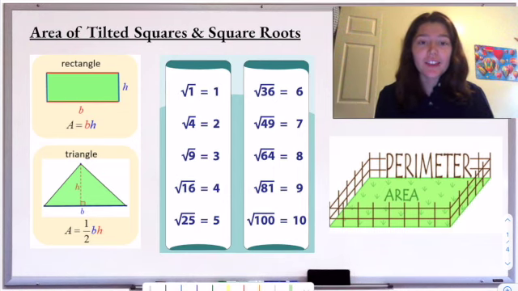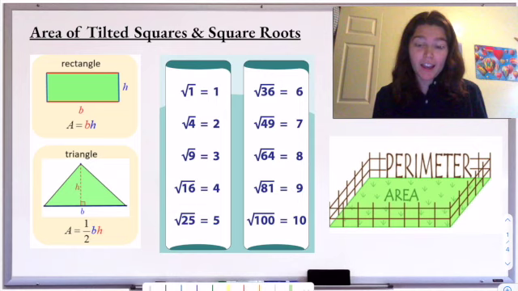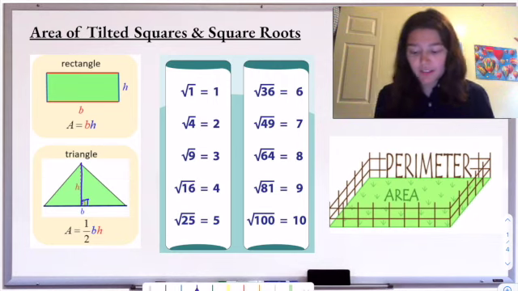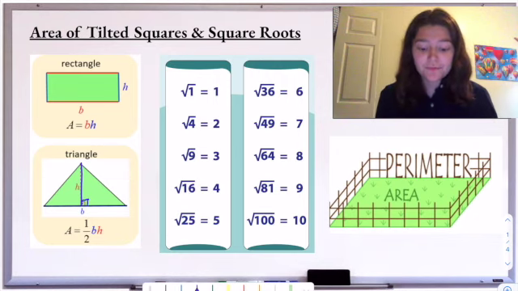One is how to find the area of a rectangle and a triangle. To find the area of a rectangle or a square, you take the base times the height, multiply the side lengths together. To find the area of a triangle, you take 1/2 of the base times the height. And it's important that the height makes a 90-degree angle with the base. Okay, that's what we define the height as.